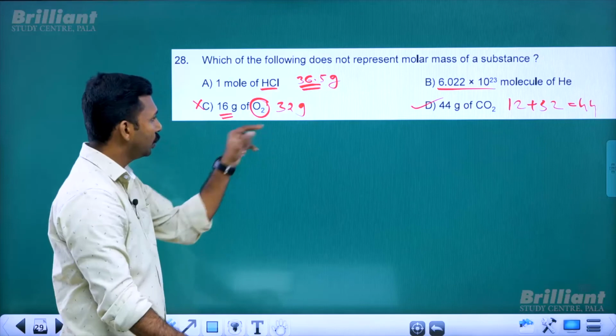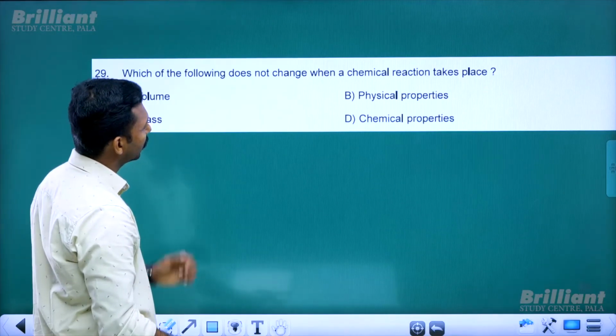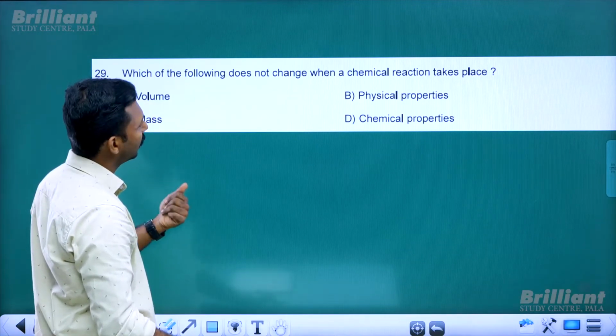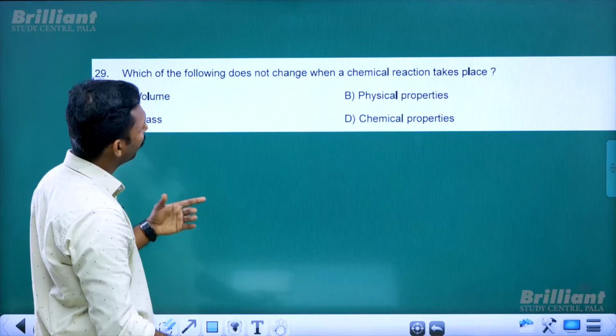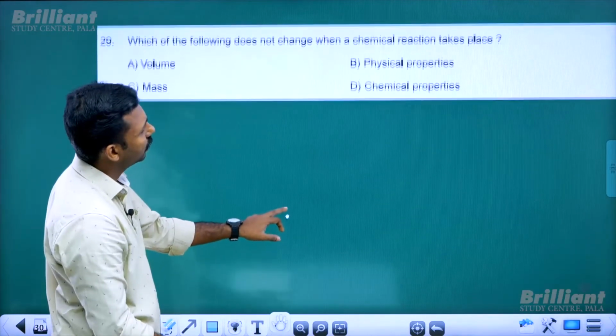C. 62 gram should be there. Which of the following does not change when a chemical reaction takes place? Volume, physical properties, mass, chemical properties.